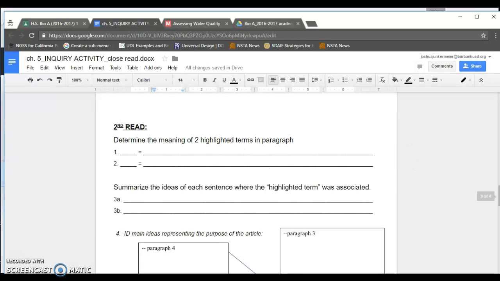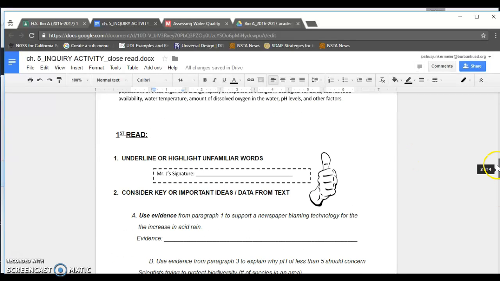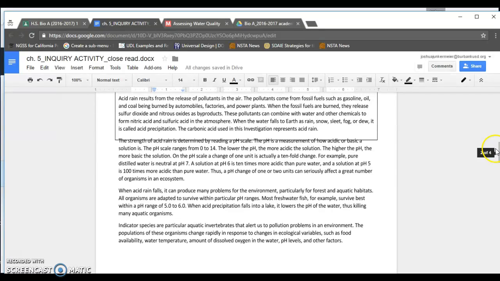Let's do an example of the best way to approach this. So let's pick a word here. I'm going to do, let's see here.